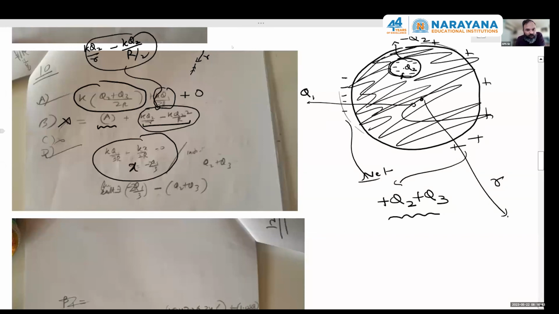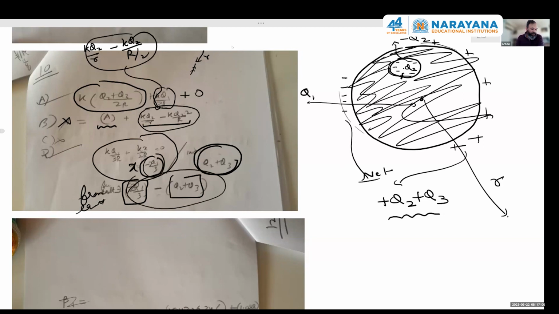So I got the value of X on the outer surface, which is minus 2Q1 upon 3. The total charge on the outer surface initially was Q2 plus Q3, and now it is minus 2Q1 upon 3. Whatever is the change, final minus initial, that is from Earth. So Earth will supply this much charge. If you look, D option was correct because Earth is supplying this much, so Earth is getting the reverse. So D option was correct.